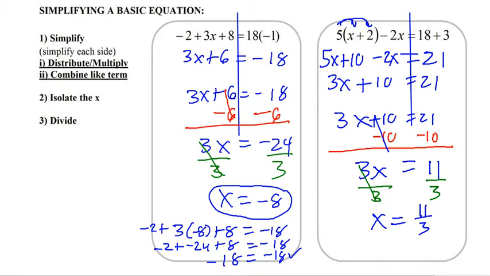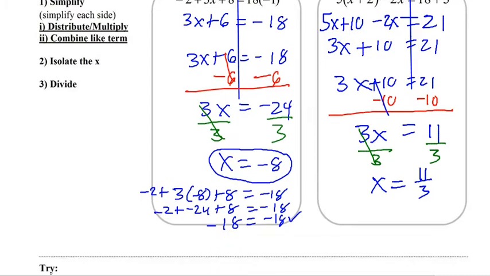That is solving linear equations using simplifying. If we have to distribute, we distribute. If we can combine like terms, we combine like terms. But basically, for an equation, you have two sides to it, and each side is a little expression that you have to simplify. And after you simplify it, it'll turn it into the basic equation and allow you to solve.